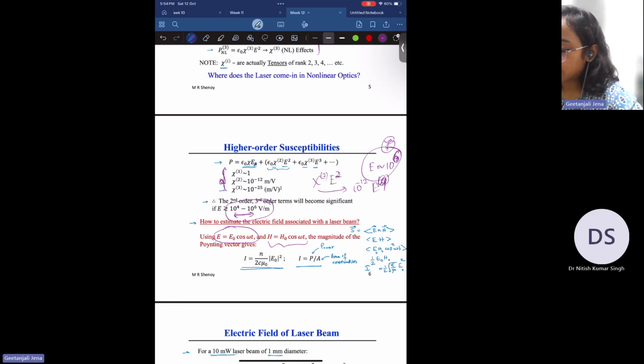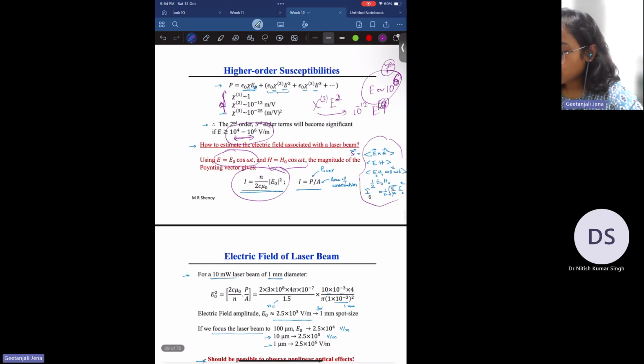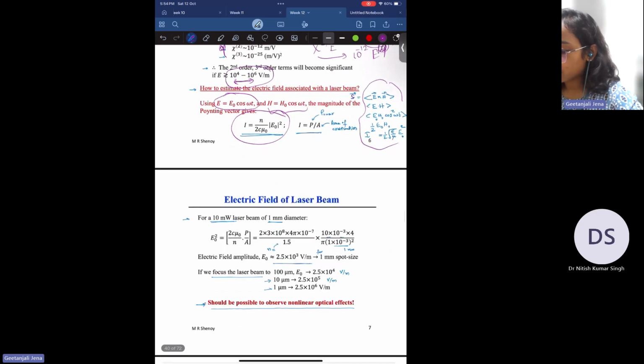And if you find out the intensity, it is nothing but power per unit area. And if you calculate the Poynting vector using this relation, you will get that the intensity can be represented by n by 2 c mu naught E0 squared. Now we'll put in the values to find out the magnitude of the electric field.